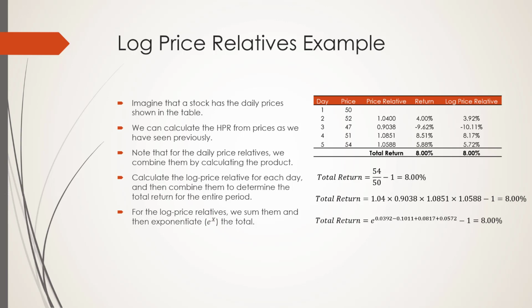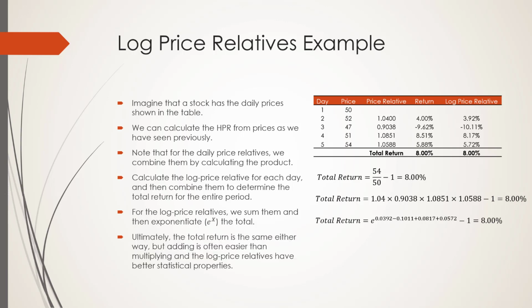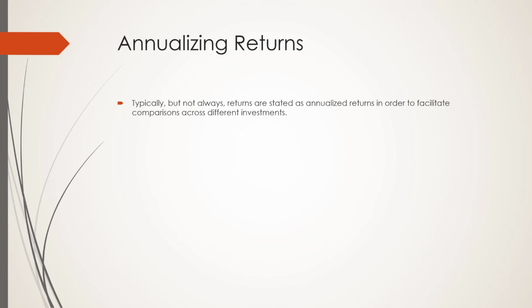So again, the main reasons for using log price relatives are that logs convert multiplication into addition, which is easier. And secondly, it improves the statistical qualities of any statistics that we might calculate, like, say, a beta, for example. Now, let's talk about annualizing returns.